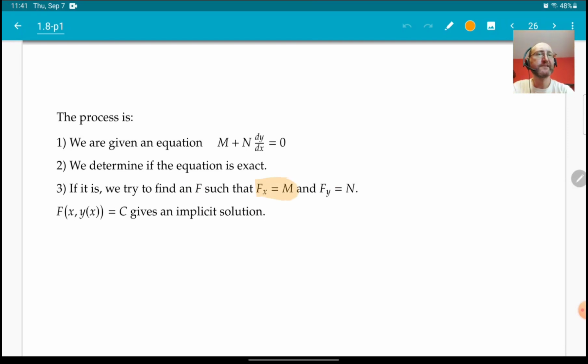We essentially just figure out, well, how do we do this? And then once we have that, how do we do this, right? And then you get an implicit solution like this. All right.